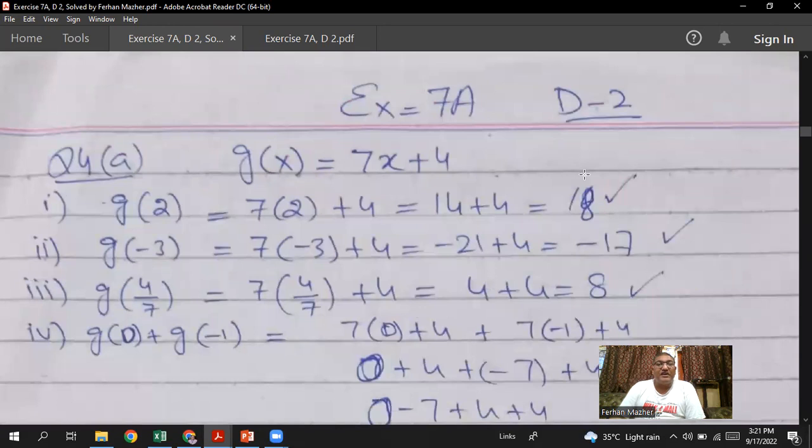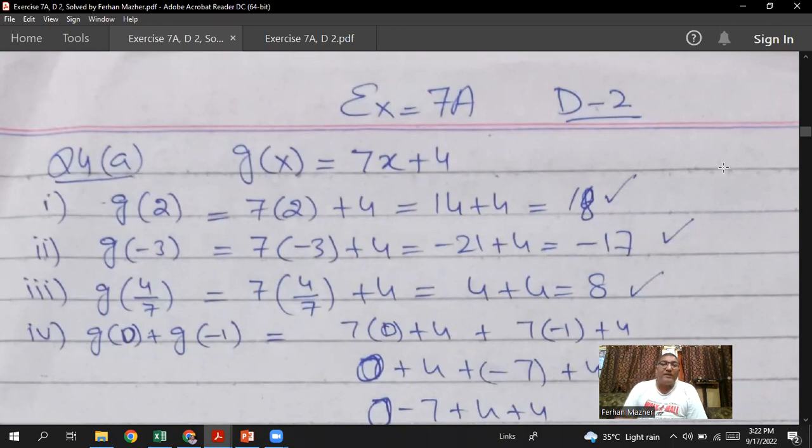Okay, so the first thing, g of x is equal to 7x plus 4. The first part, they ask you to find g of 2, which means in the function, wherever is the variable, you will substitute it with 2. So you will have 7 bracket 2 bracket close plus 4, and that will be 14 plus 4, and that will be 18. In g of minus 3, you will have 7 into minus 3 plus 4, and that will be minus 21 plus 4, and that will be minus 17.